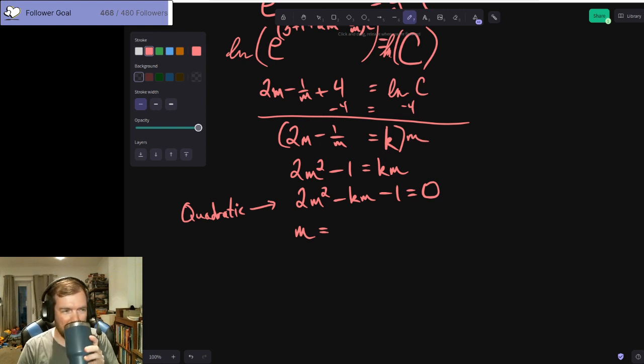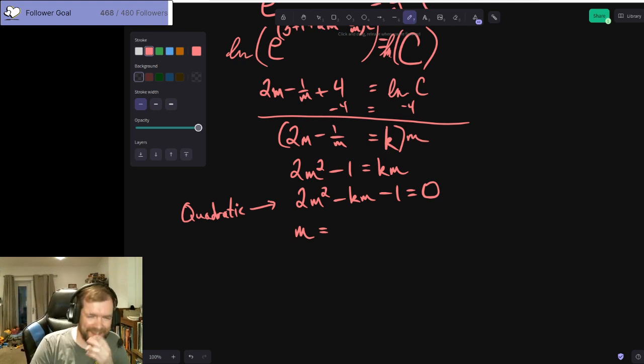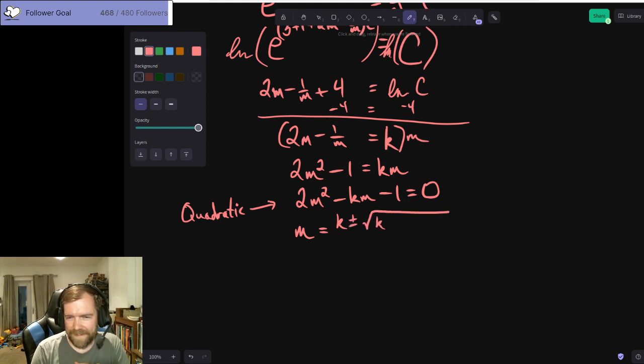K plus or minus, what is this? K squared plus 4 all over 4. Something like that. Sorry, what did we do? I was solving for m in terms of k. That's all. I was just applying the quadratic formula to that. So, okay, k plus or minus... let's see here. What did I say? K squared, yep, plus 4 all over 4. Just right.